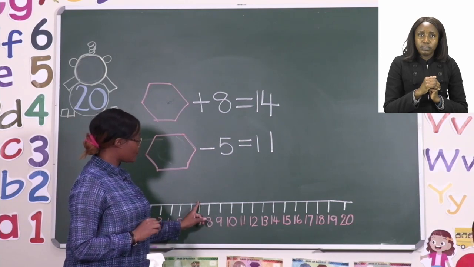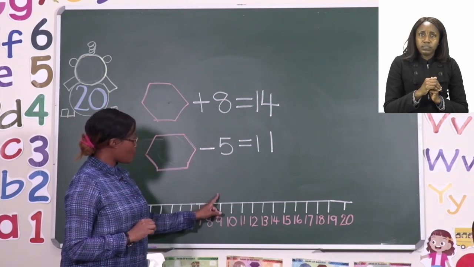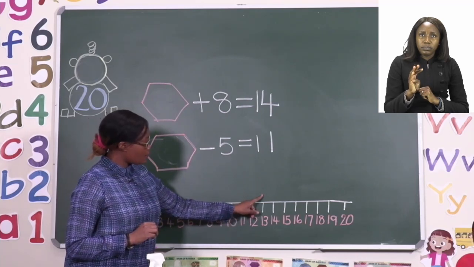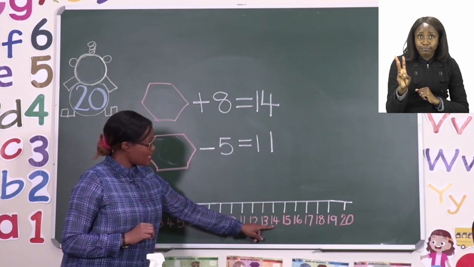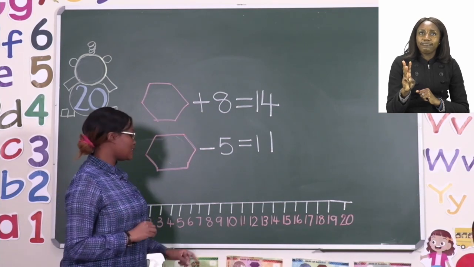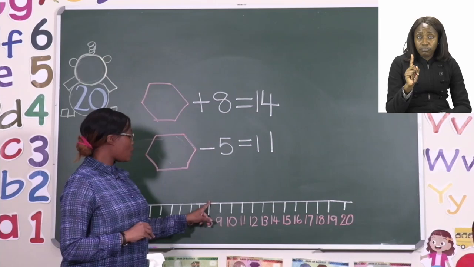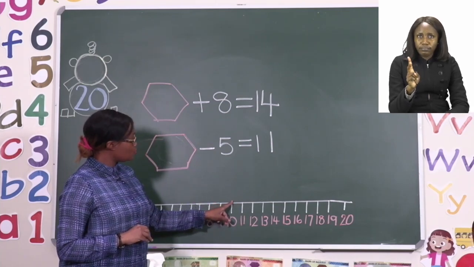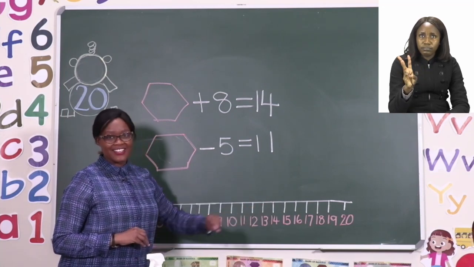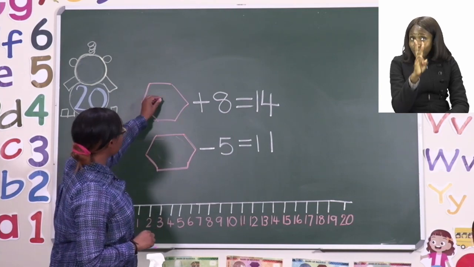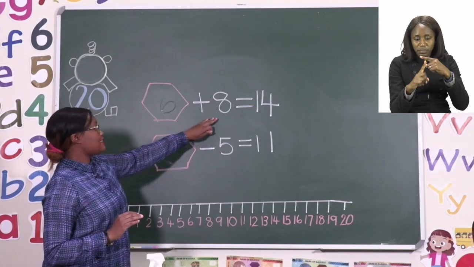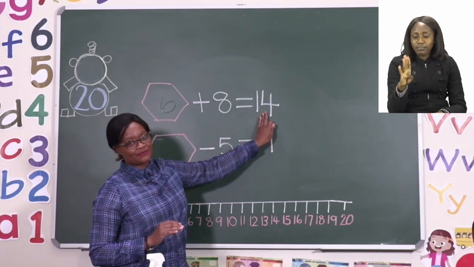Count with me. Starting at 8, then we say 1, 2, 3, 4, 5, 6. We have landed on 14 and the last number we said was 6. Let's try again. We are at 8 and we hop 1, 2, 3, 4, 5, 6. So our answer is definitely 6. So our sum now says 6 plus 8 will give us 14.